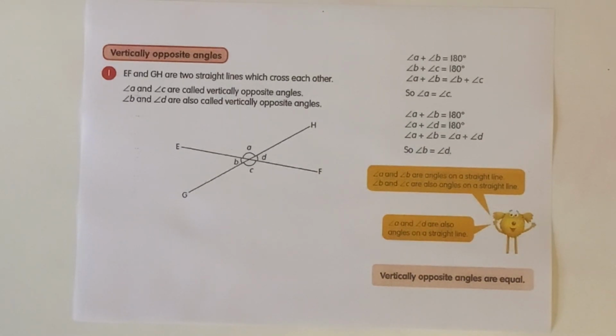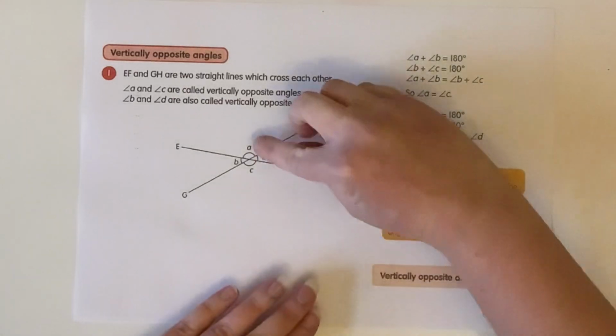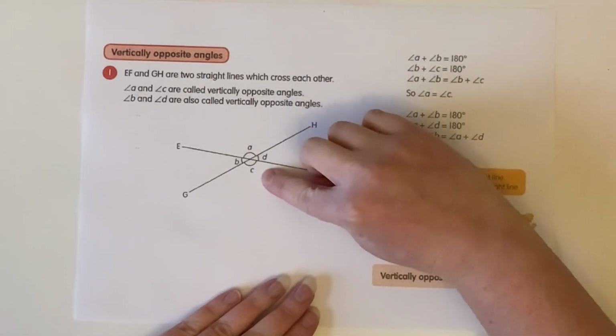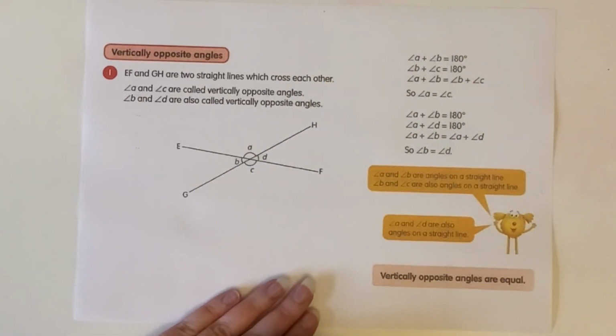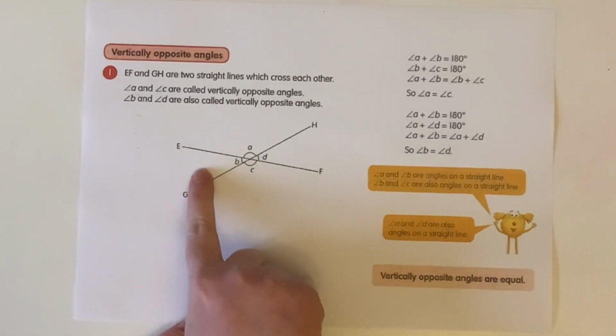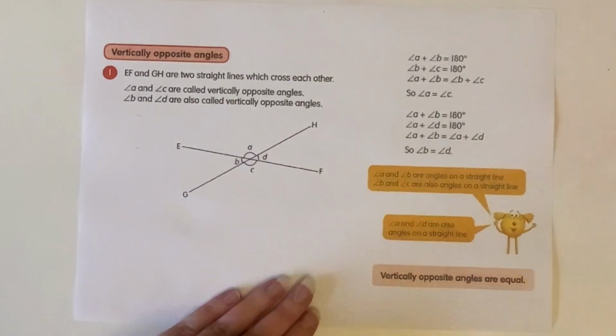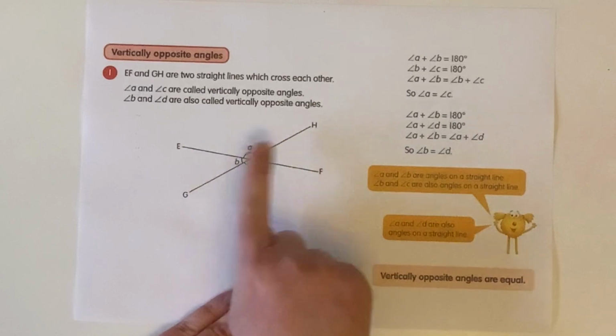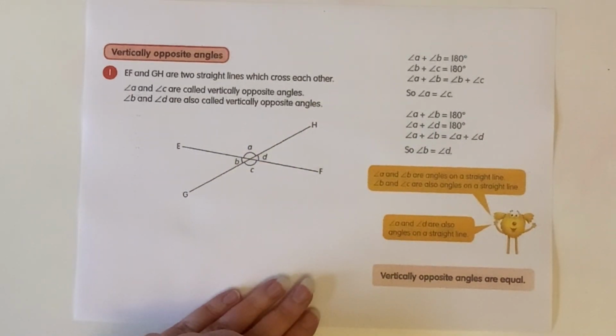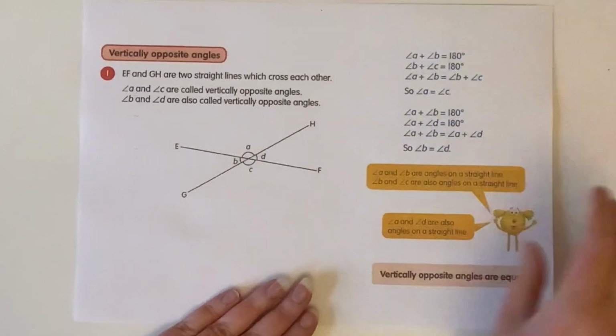So vertically opposite angles are equal. Angle A and angle C are vertically opposite and they are equal. Angle B and angle D are opposite each other and are also equal. I'm going to do something now that will hopefully prove this to you.